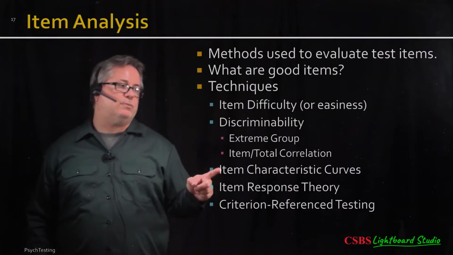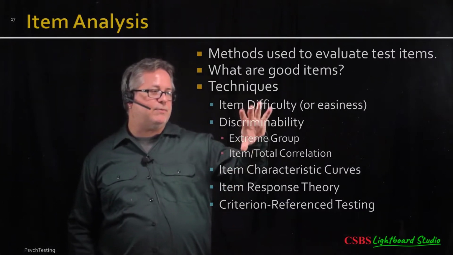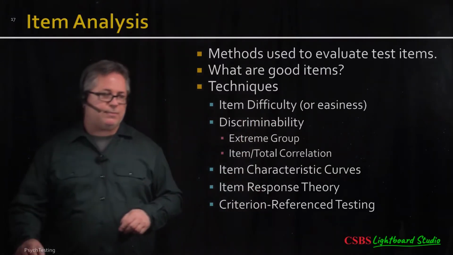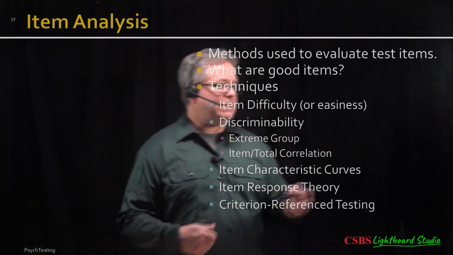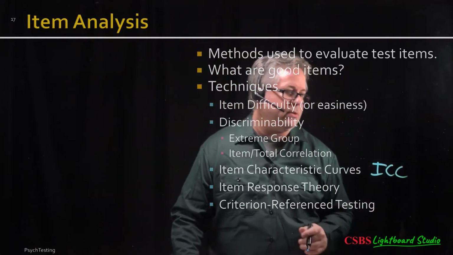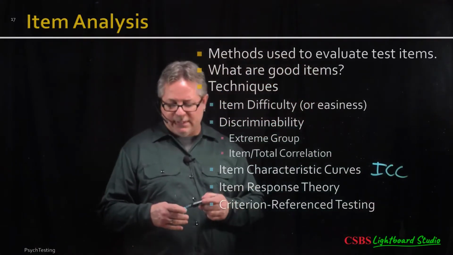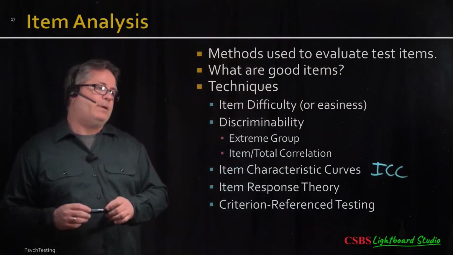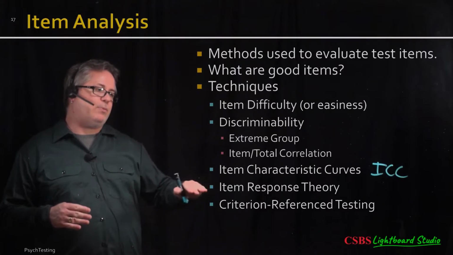We can also combine the two of these, difficulty and discrimination, in something called an item characteristic curve, sometimes referred to simply as ICC. For each item, we can look descriptively or graphically at both the difficulty and discrimination. I'm mentioning this here, but we're not actually going to get into it.